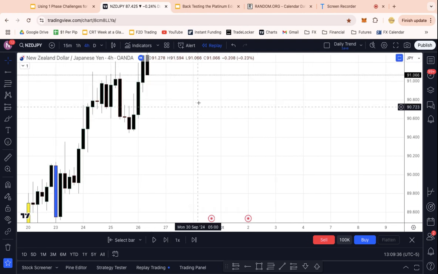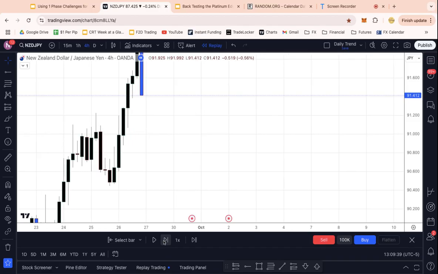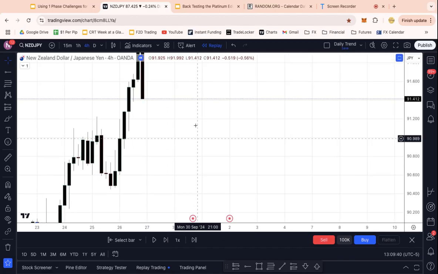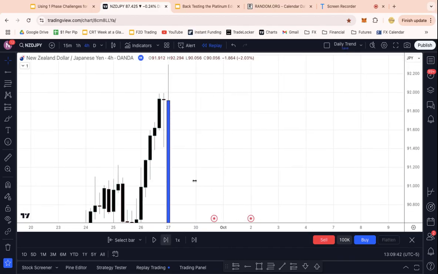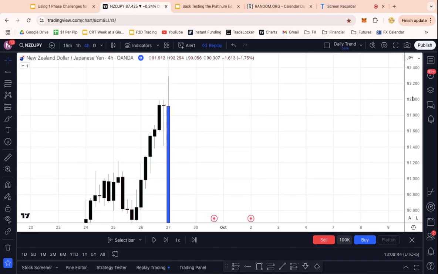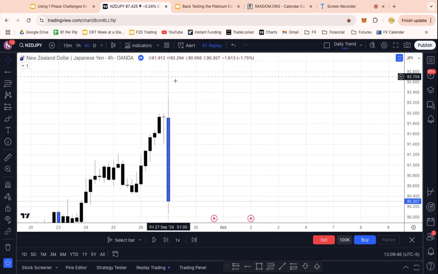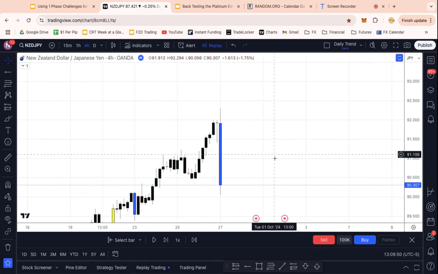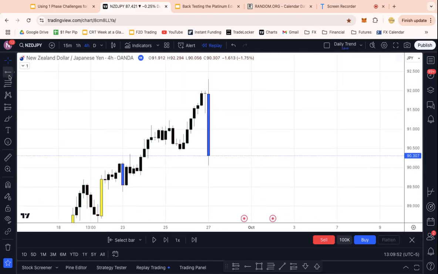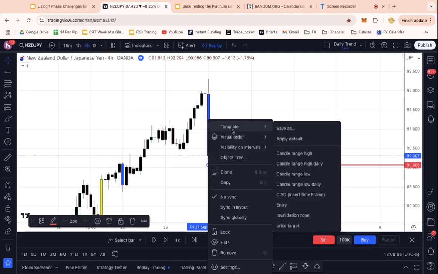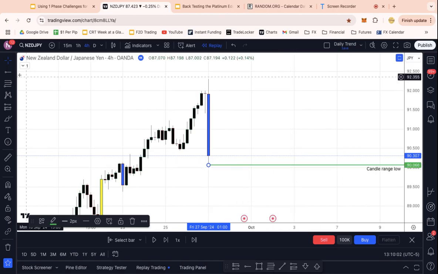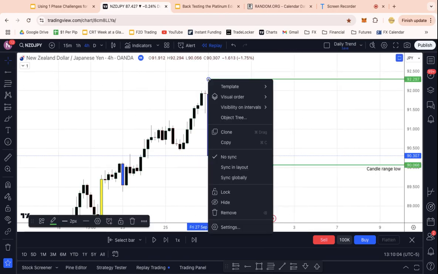All right. Okay, nothing there. That was probably news. Okay, what time was this? Okay, this one was at 1 a.m. This was probably news driven. You know, news always wrecks everything. It wrecks the fundamentals. But let's take a look, see what we can get. So we got our candle range low here, candle range high here.